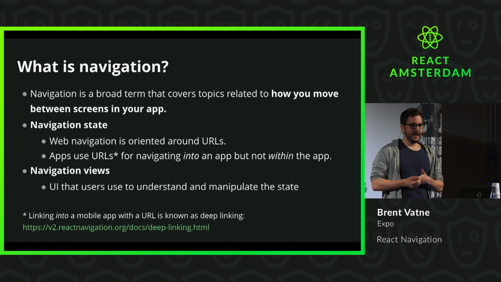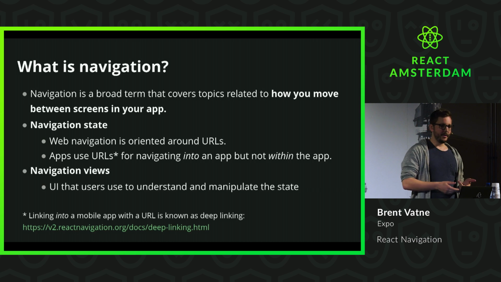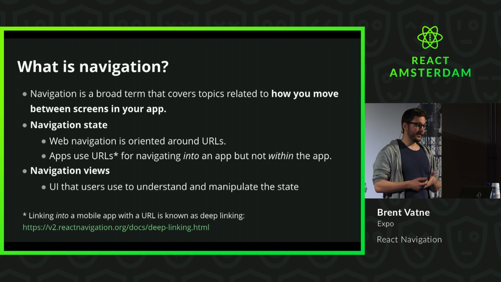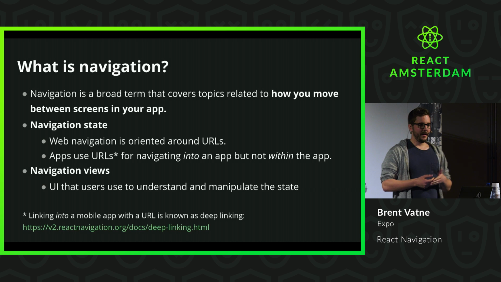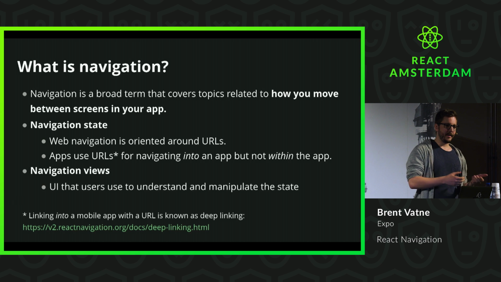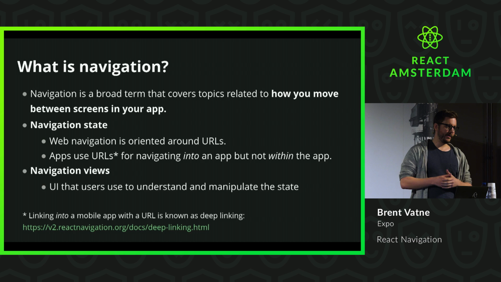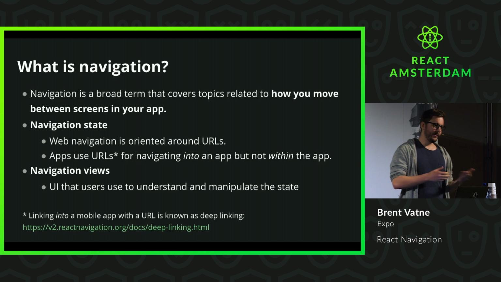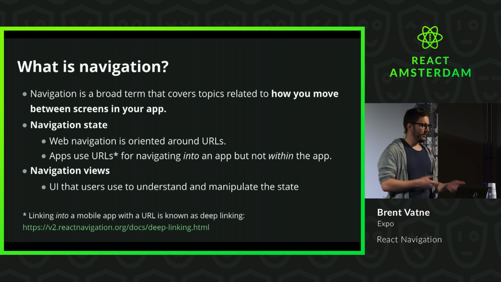There's usually some state associated with navigation. This would be like your URL history stack in the browser. There's also some UI associated with navigation. It might be the buttons that you press on to move between different places in your app, or the labels that you see that indicate where you are within the app.